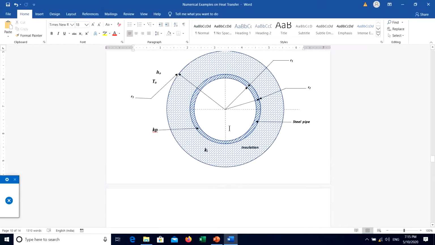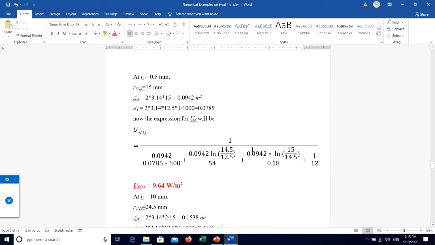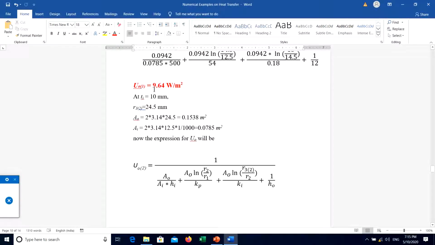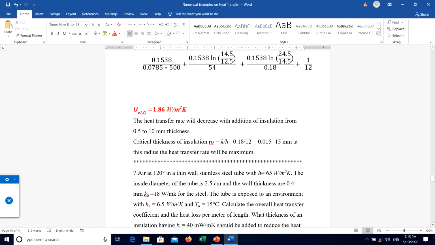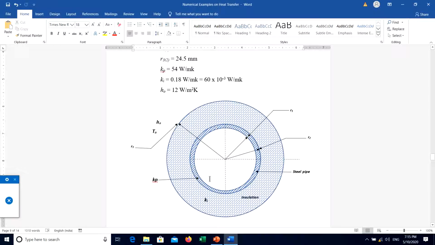See, the heat transfer will go on decreasing as you go on adding the insulation. Now sometimes heat transfer goes on increasing. So till 15 mm, heat transfer will go on increasing. At 15 mm thickness, we have seen here, at 0.5 mm of insulation thickness, 15 mm radius, heat transfer is maximum, 9.64, and then further it goes on decreasing. So if you want to insulate this pipe, the minimum thickness you have to provide is 15 mm, and beyond that if you go, the rate of heat transfer will go on decreasing.